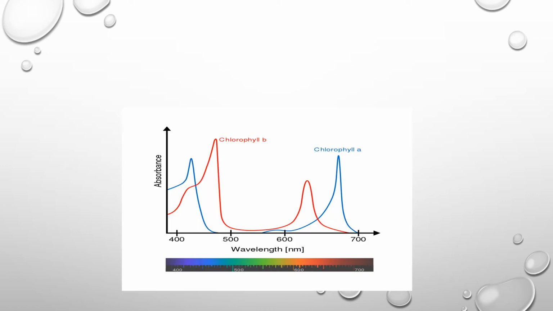Whenever a light is passed through a sample, this kind of graph is created. On y-axis, absorbance is shown and on x-axis, wavelength is here. Using this plot, you can interpret on which particular wavelength absorption is maximum. Here, chlorophyll B shows maximum absorption at this particular wavelength and chlorophyll A shows maximum absorption at this particular wavelength. So this can be used to interpret the maximum absorption at particular wavelength.